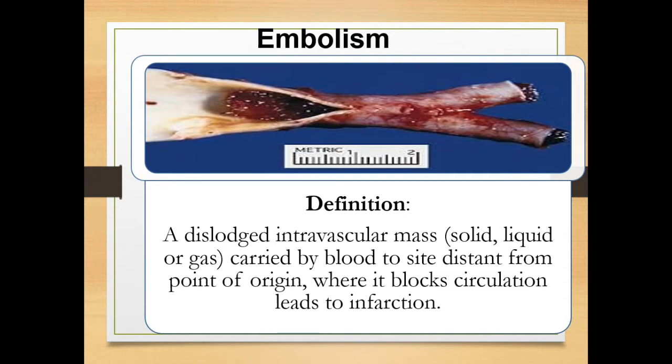We have given an overview and a brief intro of embolism in the thrombosis lecture. What is this? It's basically a dislodged mass of thrombus that is carried by blood to a site distant from the point of origin, where it blocks circulation and leads to infarction. As you can see in this picture, this is the bifurcation of the pulmonary artery. There is an embolus that blocks the circulation at the site where the arteries bifurcate.